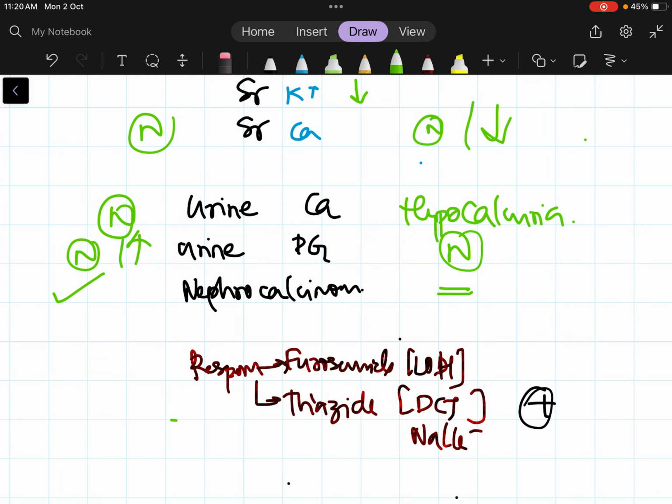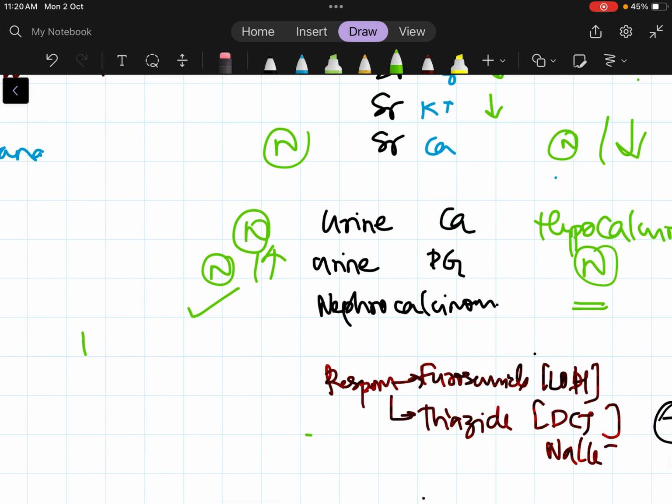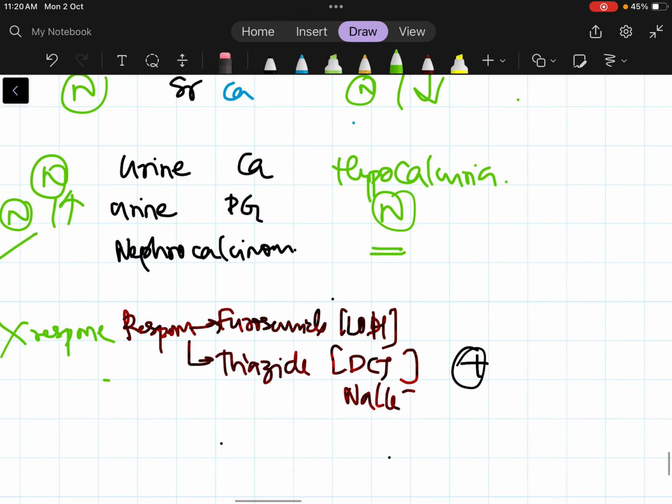Furosemide is a loop diuretic. Since in Bartter we have a defect in the loop, there is no response to furosemide seen in Bartter syndrome, whereas response is seen in cases of Gitelman syndrome. Thiazide diuretics act on the DCT. Therefore, since Gitelman is a disease of the DCT, there is no response seen with the thiazides, whereas in Bartter there is response to thiazide diuretics.